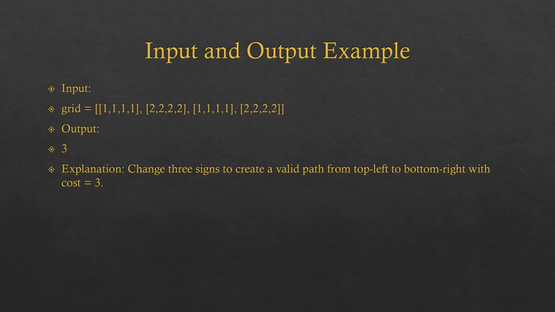Here's an example to illustrate the problem. Consider this grid: 1111, 2222, 1111, 2222. The output is 3, which means we need to modify 3 signs to create a valid path from the top left to the bottom right with a cost of 3.